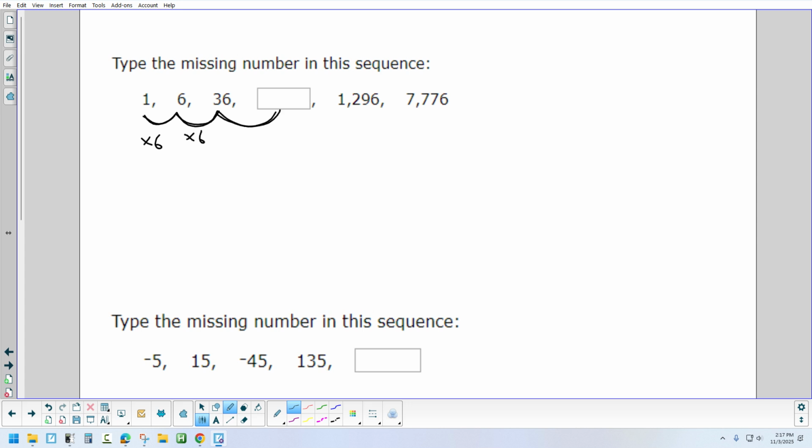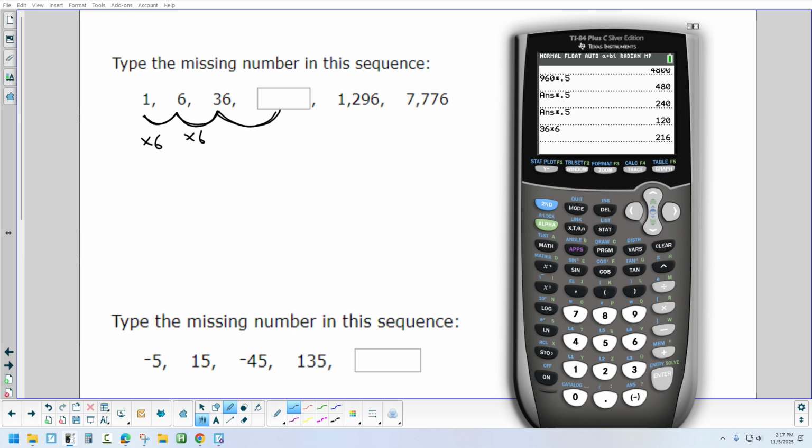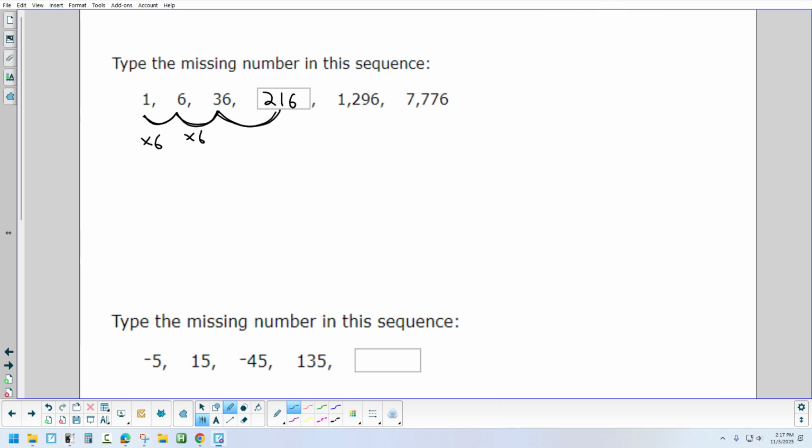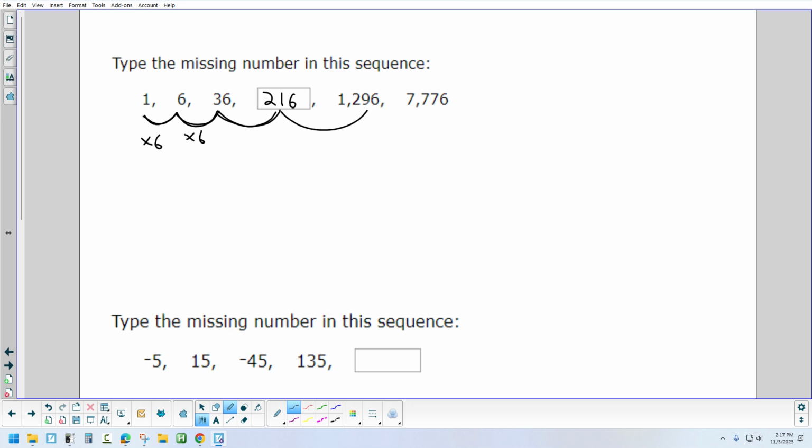So how am I going to figure out what's missing? 36 times 6. Yeah, you just do 36 times 6. 36 times 6 gives me 216. And now, what could I do to 216 to see if it's right? Multiply by 6, because I already know the next number. If I multiply that number by 6 and I get the next one, then I know I did it right. So yes, 216 is the correct number. Okay. Any question on that one?